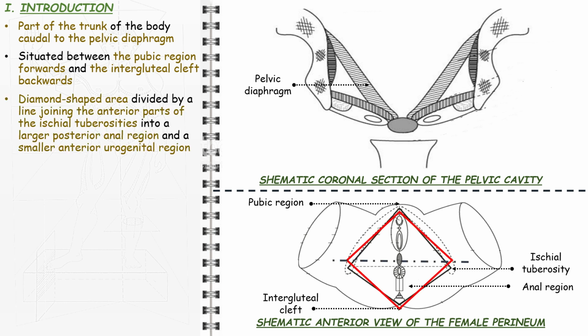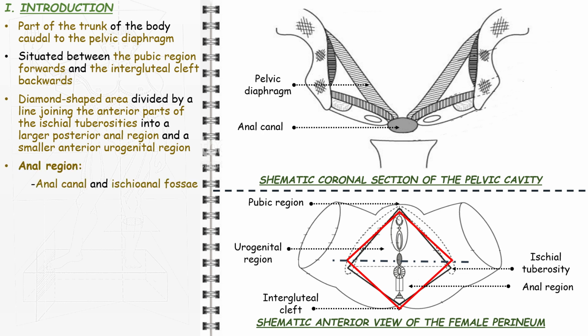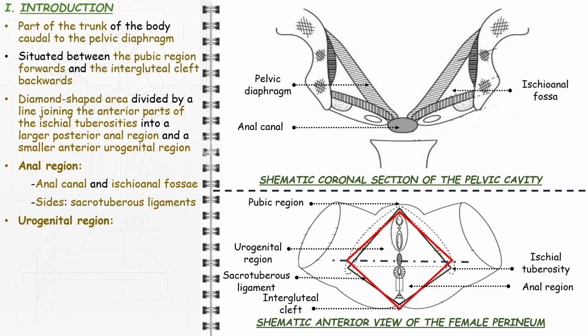The anal region contains the anal canal and the ischioanal fossae with their contents. Its sides are formed by the sacrotuberous ligaments covered by the lower border of gluteus maximus muscle, and its base is formed by the line between the anterior parts of the ischial tuberosities. Its contents are the same in each sex. The urogenital region lies in front of the line joining the anterior parts of the ischial tuberosities and is bounded laterally by the conjoined ischiopubic rami. In each sex it contains the external genitalia.